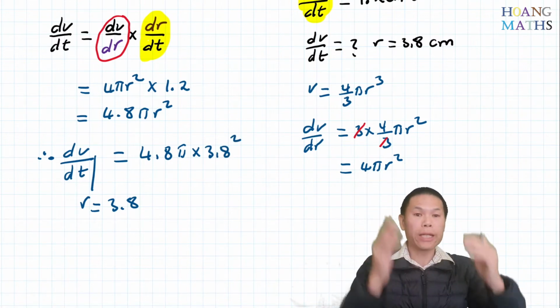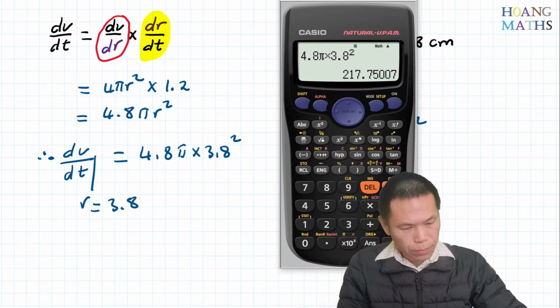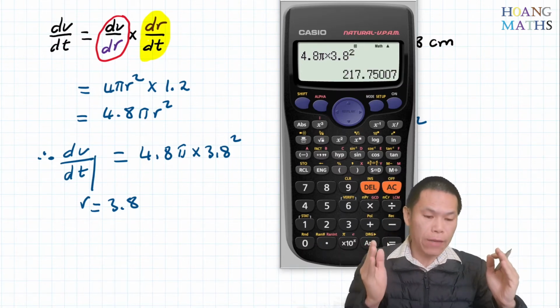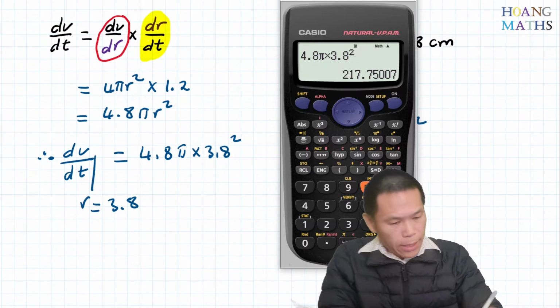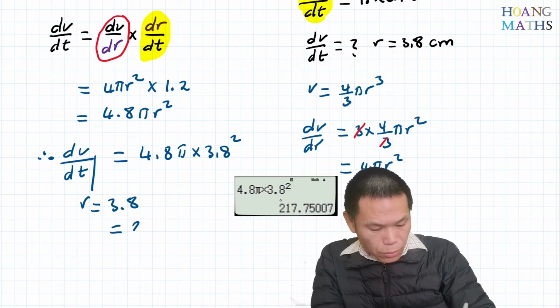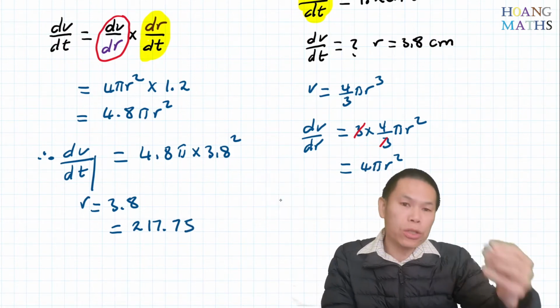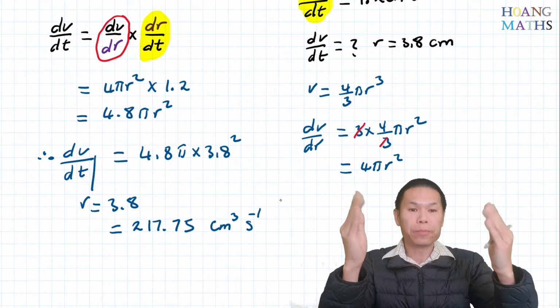Now I just put that in the calculator: 4.8 shift pi times 3.8 squared. That gives me 217.75, correct to 2 decimal places. Because it's a rate of volume, the unit is centimeters cubed per second. There you go.